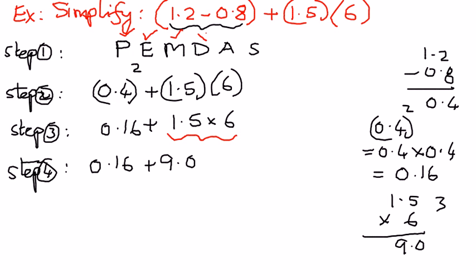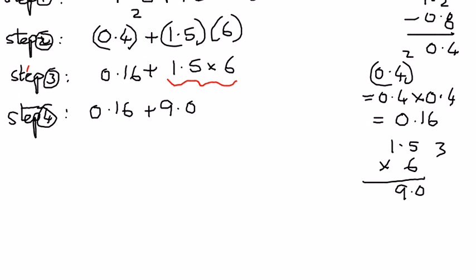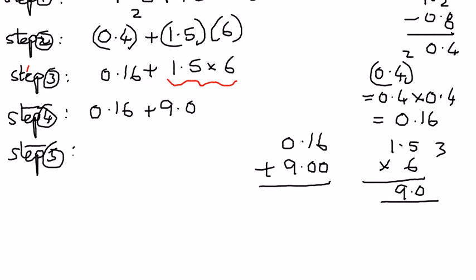There is no division involved here. There is addition which we need to do, and there is no subtraction. So we come to the next step, step number 5, and we add these two numbers. We go back to our margin: 0.16 plus 9.00. 6 plus 0 is 6, 1 plus 0 is 1, 9 plus 0 is 9. So this value is going to be equal to 9.16. So this is our answer.